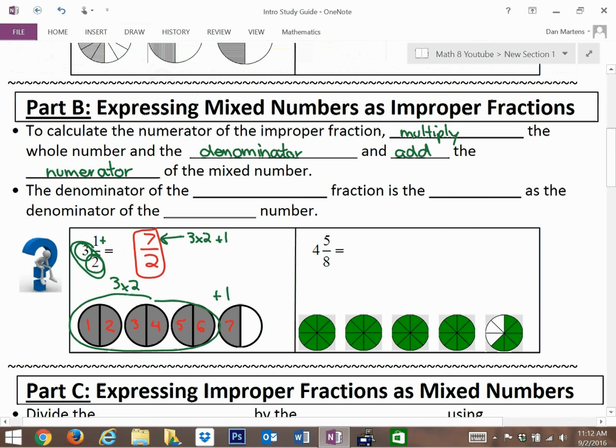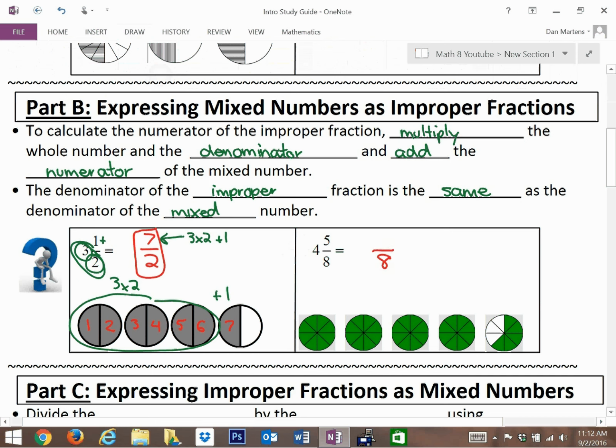And the next thing in your key ideas is the denominator of the improper fraction doesn't change. So the denominator doesn't change. It is the same as the denominator of the mixed number. Okay? So you can challenge yourself on this next one. I can also show you with the picture, but to make this into an improper fraction, the first thing we know is that 4 5/8 is still a certain number of eighths.